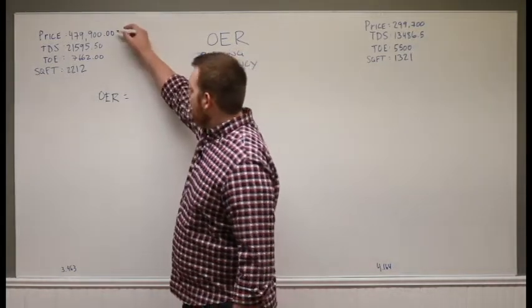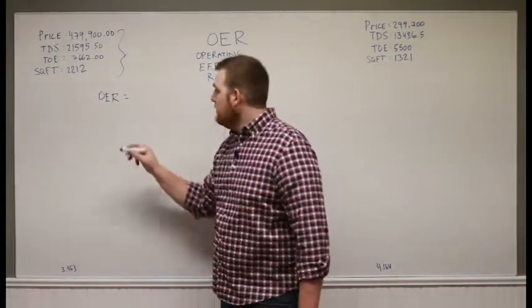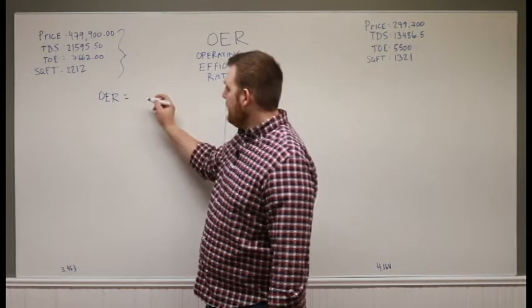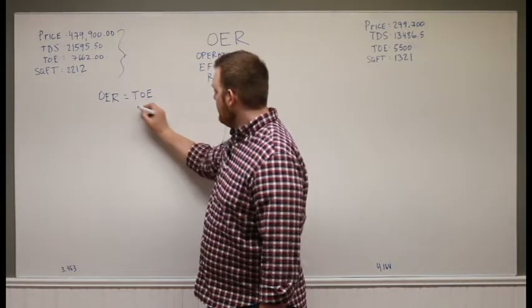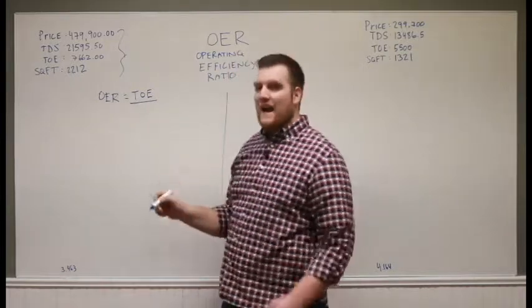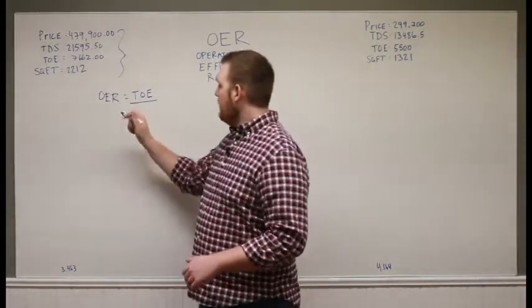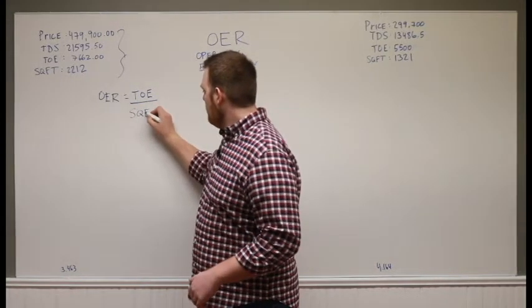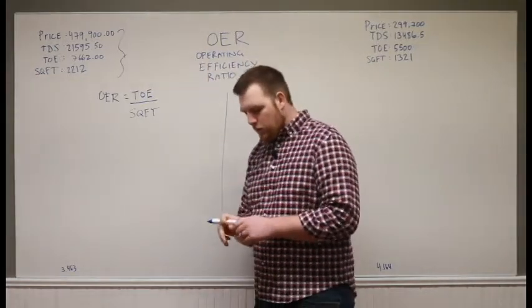So I have an example property here, but before we go into that, let me finish talking about the formula. So we have operating efficiency ratio equals total operating expenses. Very simple. Total operating expenses, everything except for financing, essentially, over the square footage of the property.